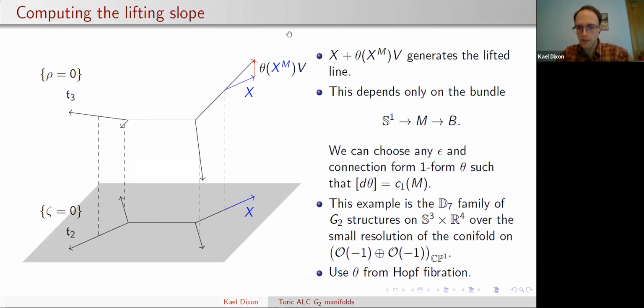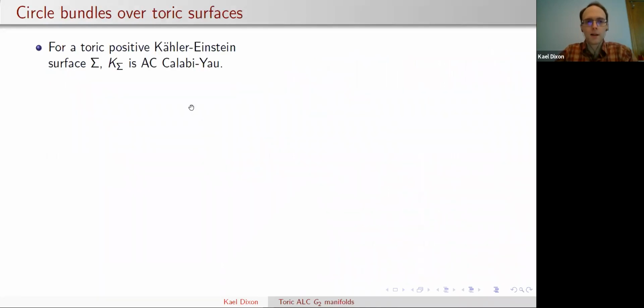But more generally, we don't have to have just the Hopf fibration. We can have more complicated things. So, for example, you can make an asymptotically conical Calabi-Yau manifold by taking a toric positive Kähler-Einstein surface sigma, and then taking the canonical bundle of it.